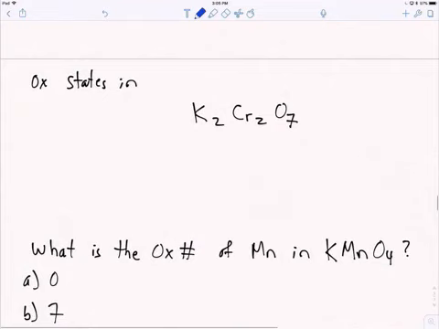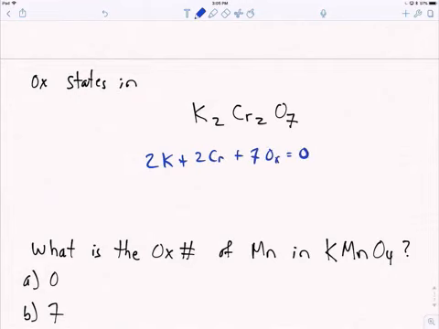Okay, so I'm going to continue with another example. Oxidation states in potassium dichromate. So 2 times potassium plus 2 times chromium plus 7 times oxygen is 0. And that's just the number of the atoms, and we're going to assign each the oxidation state. Potassium tends to be +1, oxygen tends to be -2, so I'm just going to go ahead and put those there.